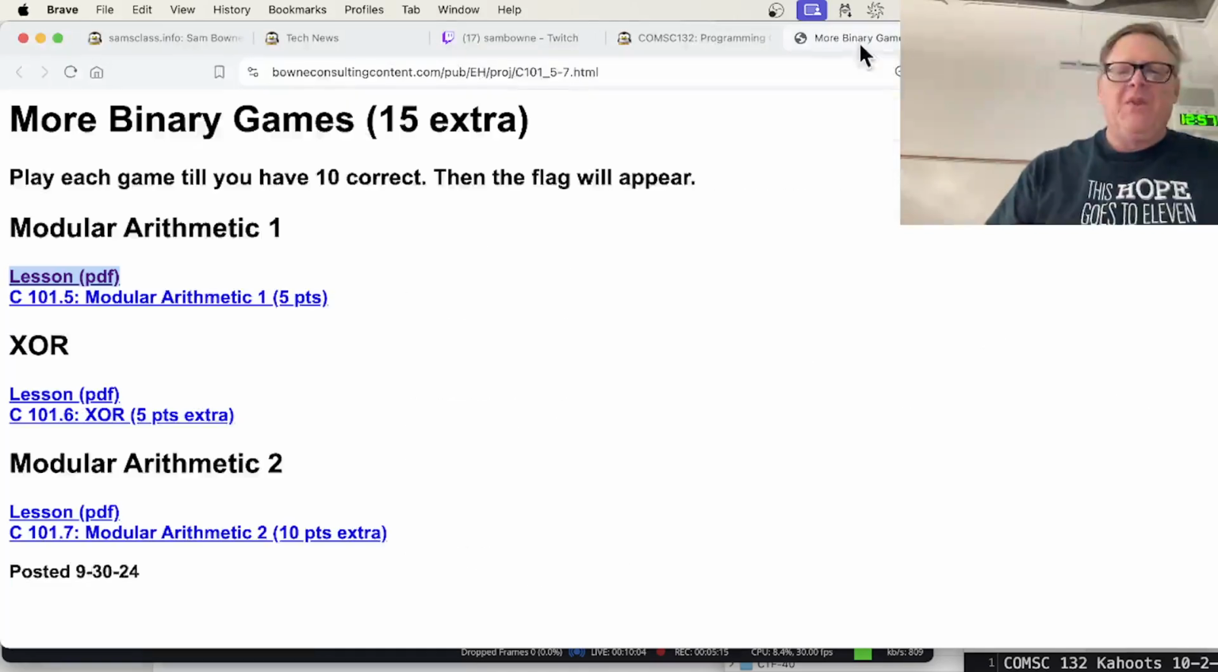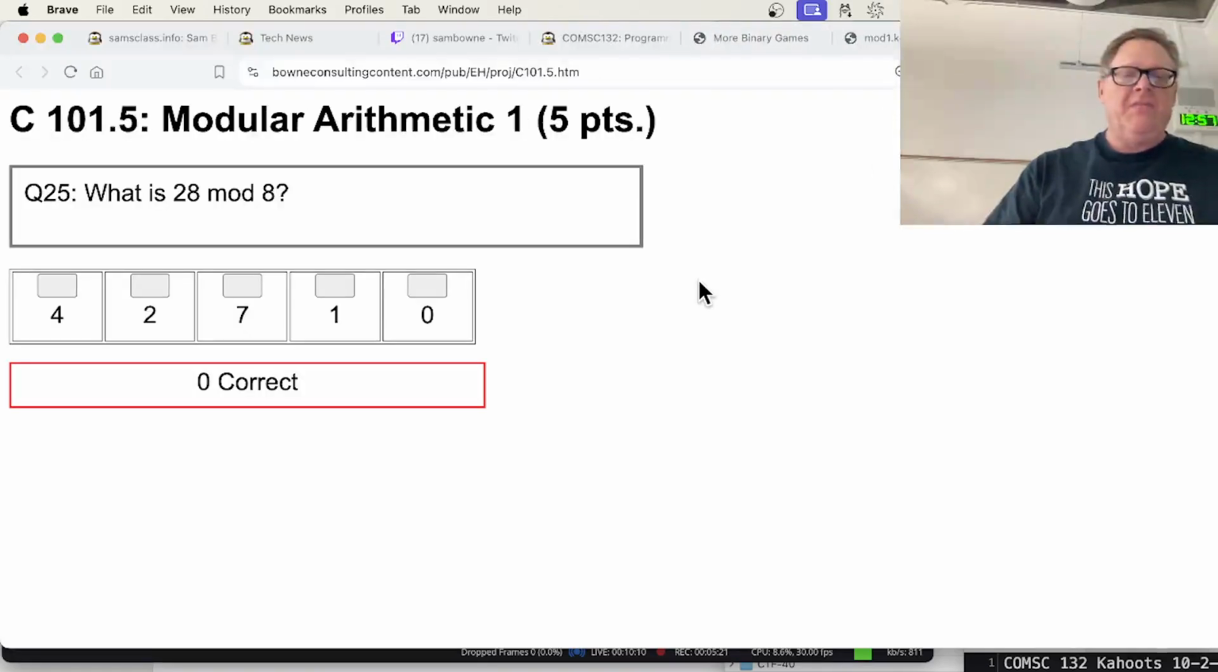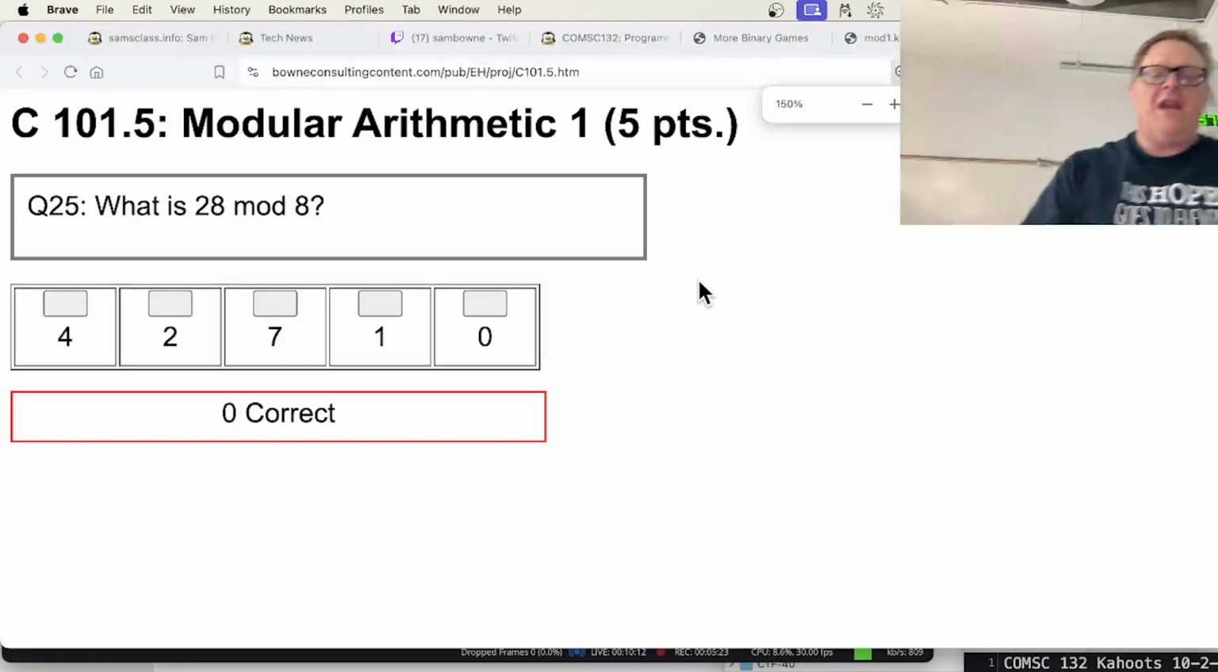And let's try some challenges here. There's an extra credit thing. We'll do a few of these here. You can get a flag here and turn it in for some extra coins. But let's try this. So what's 28 mod 8?